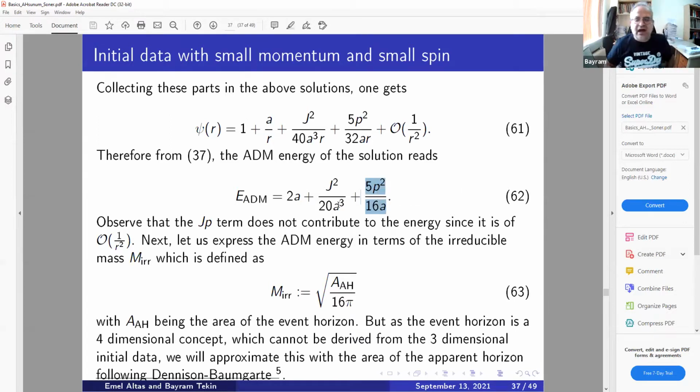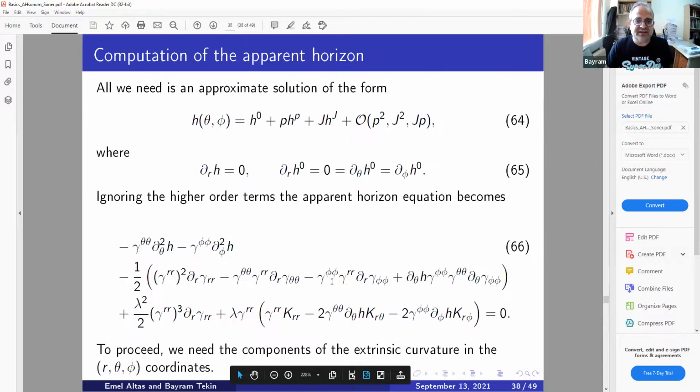Okay. Now here at this stage, we can define something called the irreducible mass of this object. The irreducible mass concept is very important actually. In classical general relativity, black holes can merge and do all sorts of things, but there is some quantity which is not going to decrease. It can only increase, and eventually it will turn out to be related to entropy. This irreducible mass is basically related to the square root of the event horizon area divided by 16 pi. But since we don't have the event horizon, here we have the apparent horizon. So it is an assumption or an approximation, okay? So that 63 is that.